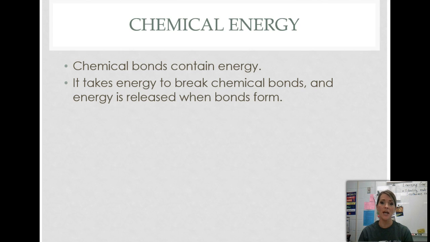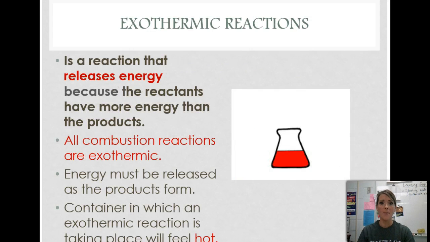And whenever a chemical reaction takes place, the atoms are going to break apart and they're going to regroup. And when that happens, energy is released and energy is used. So the first type of reaction is an exothermic reaction. And an exothermic reaction is a reaction that releases energy.